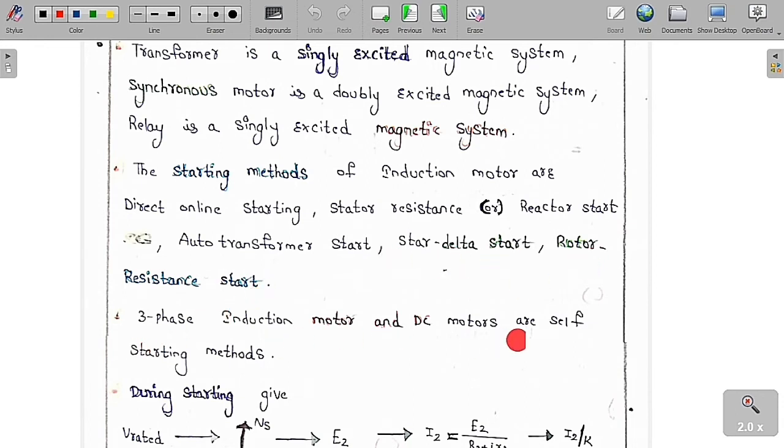Three-phase induction motors and DC motors are self-starting. These are basically self-starting motors, not methods. It's a wrong one here. So three-phase induction motors and DC motors are called self-starting motors. I have already told you that three-phase induction motors and DC motors are self-starting motors, whereas the single-phase induction motor and the three-phase synchronous motor are not self-starting motors.